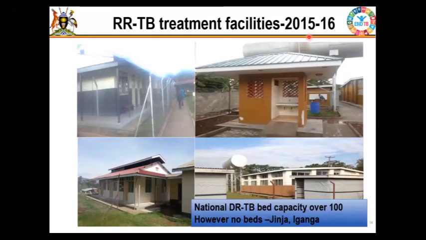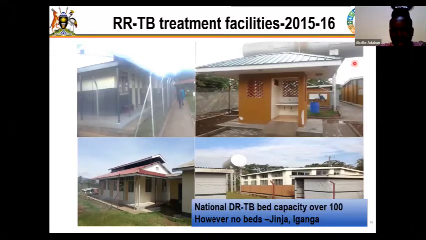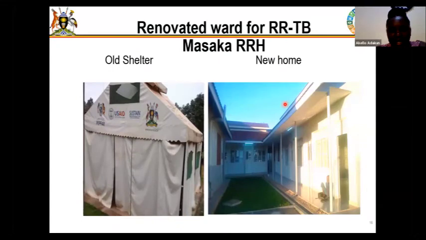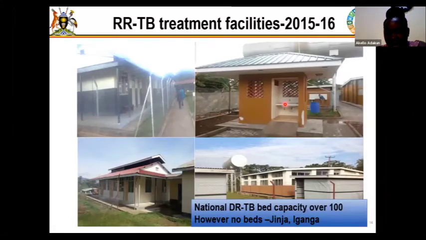Because of MDR-TB having issues with isolating patients, this just shows you the transition that we went through to ensure that isolation units are built for MDR-TB patients. Most of these have been built. For example, you can see Masaka used to have a tent, and now they have a fully built ward. For Jinja and Iganga, we are in the pipeline to ensure that we get resources to build proper MDR-TB units in those facilities.